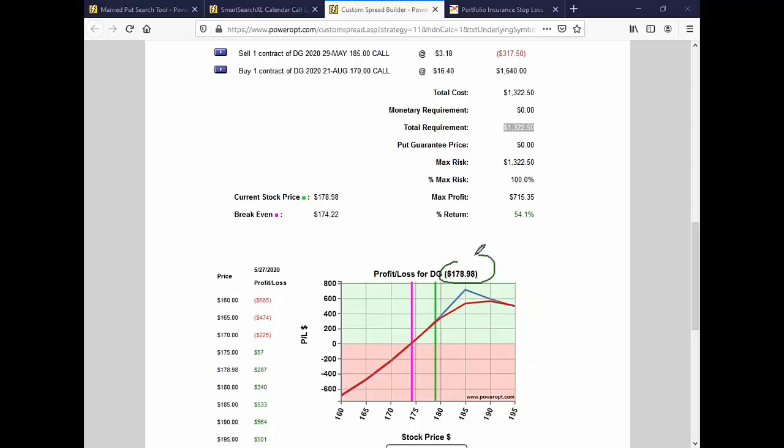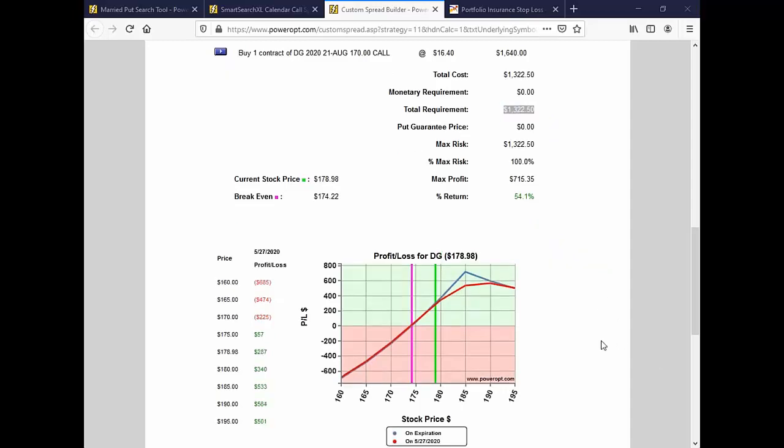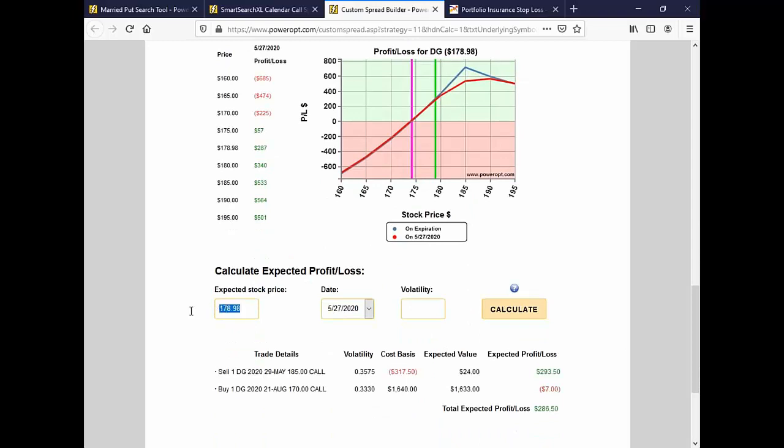I mentioned a 10% decline. Let's call it $18. So if this stock falls to 160, and I had a covered call position where I generated 3% premium and the stock fell 10%, I'm down 7% on my investment. Here I'm only investing a fraction of it, $1,322. But if the stock falls 10%, the leverage works both ways.